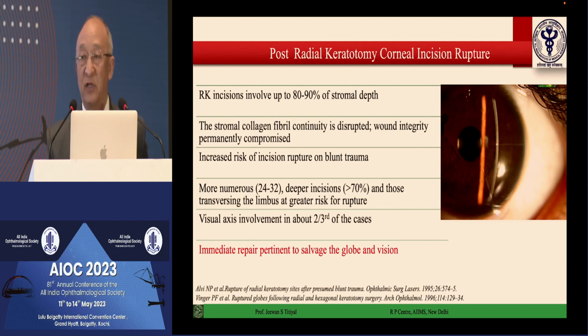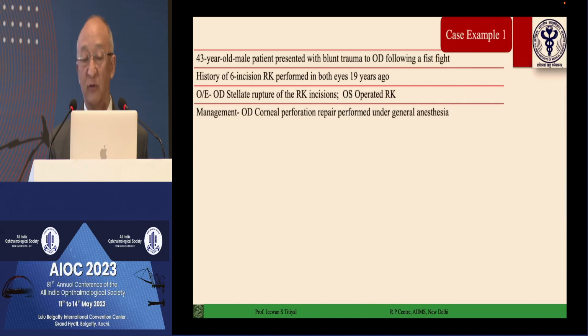So let me take you through a few complications which may have emergencies, especially radial keratotomies, because we still see a lot of patients because we have millions of patients who have undergone radial keratotomy in the past. And if you don't manage them in appropriate time, you can lose the vision. In fact, you can lose the globe also in these cases.